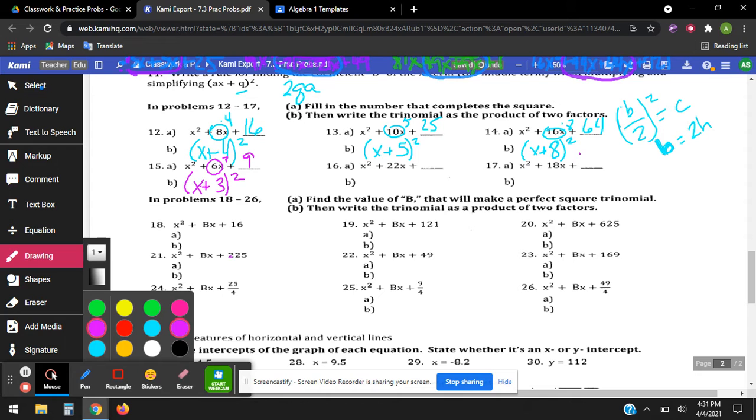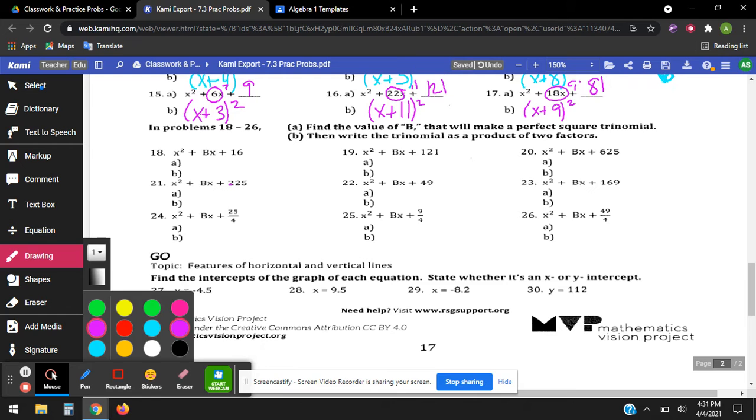We can check that. Here we have 22. Half of 22 is 11. 11 squared is 121. We use the 11 down here in our equation. And this last one, 18, half of that is 9. 9 times 9 is 81. So x plus 9 squared on there.